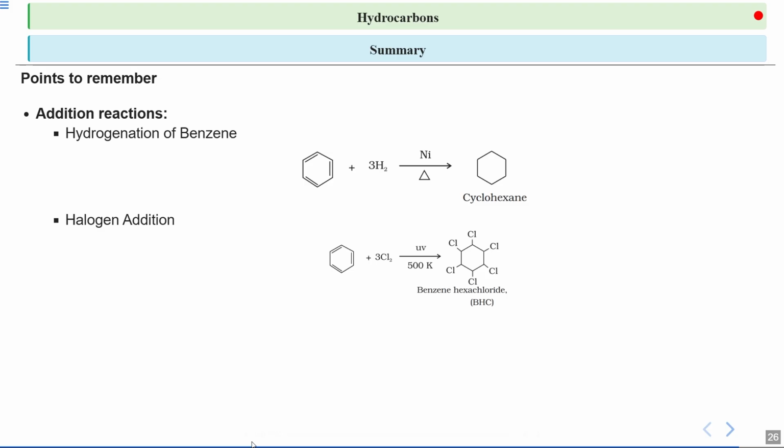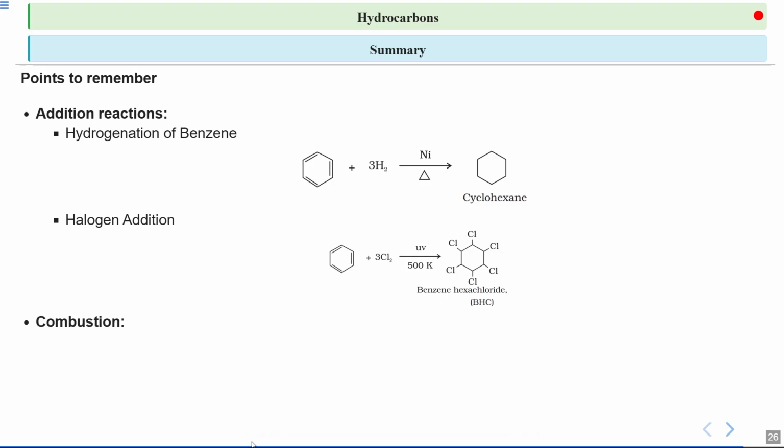Then the next is halogenation addition, in which the benzene ring is reacting with 3 moles of Cl2 to produce hexachlorobenzene. Got it? Here we are using UV light in place of the dark condition, which was seen in the case of your electrophilic aromatic substitution. So this is also known as BHC, which is benzene hexachloride.